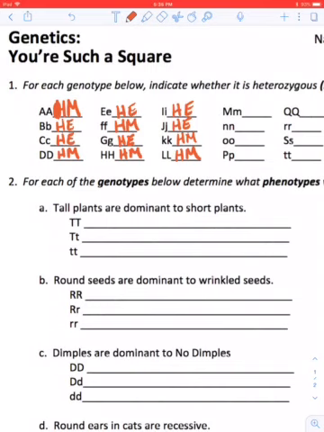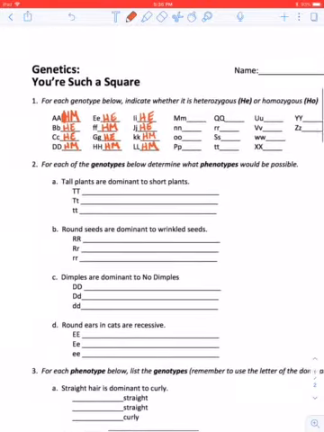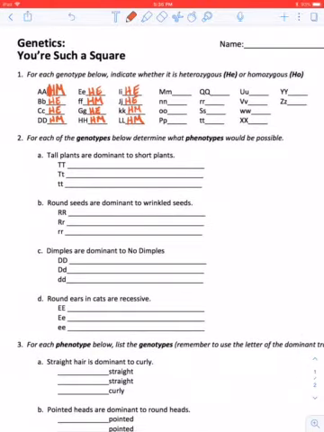Okay, so you did that yesterday for some practice problems. Today we're going to do some practice problems here. I'm going to do the first one for you, and then you're going to do the rest. So this is saying for each of the genotypes, which are these letters up here, the things that we've been talking about, determine what phenotype would be possible. Phenotype means how it looks. So what trait is displayed? What is physical in the phenotype? So it's asking you, what are these guys going to look like with the genotype that they have?